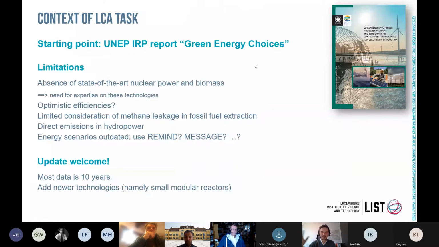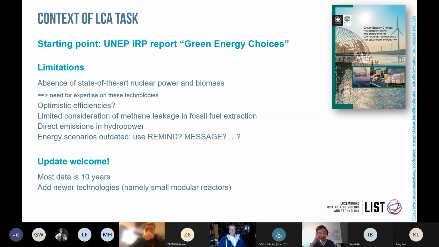Anyway, the context, and starting from that, what we can actually identify as limitations and things we can do better. First, as I said, there's an absence of state-of-the-art nuclear power and biomass modeling. So we need a lot of expertise on these technologies. We started already the work with our colleagues from WNA that I saw in the chat, but for other technologies it would be really good to have state-of-the-art data on efficiencies of power plants, assumed lifetimes, and any kind of material compositions for different parts, for example.